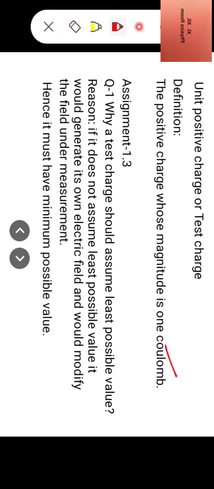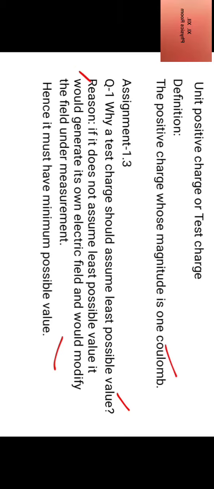Now assignment 1.3, third topic of the first chapter, therefore assignment 1.3. Question number 1: Why should a test charge assume the least possible value? Here is the reason given for it. You can read it. If it does not assume the least possible value, it would generate its own electric field and would modify the field under measurement. Hence, it must have the minimum possible value.